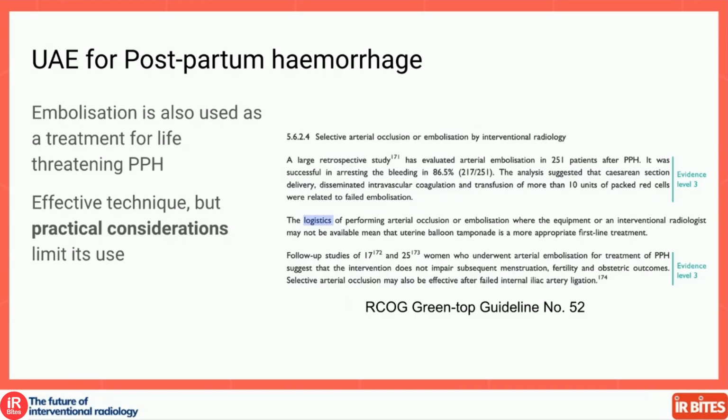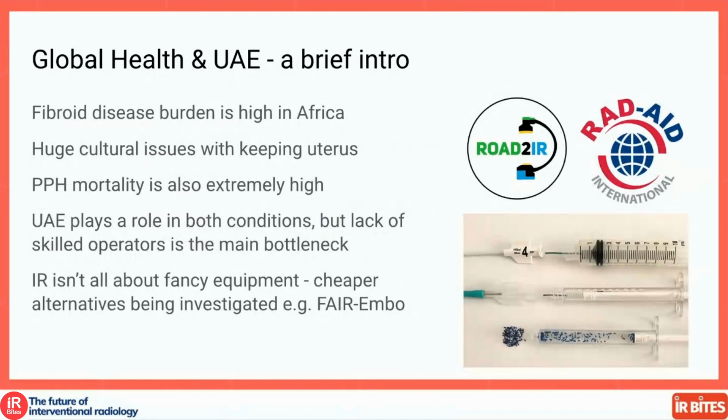And so it is used as an emergency treatment as well as in the elective setting for fibroids. And the last thing I wanted to mention on embolization in particular was the role of global health and UAE. So particularly in Africa, as you mentioned, that black race is the most consistent risk factor of fibroids. And so the burden is very high, as well as the cultural issues with keeping the uterus. And PPH mortality is also very high.